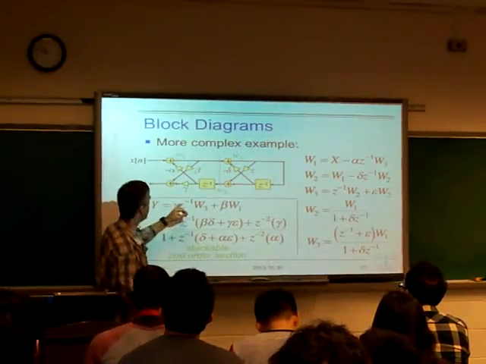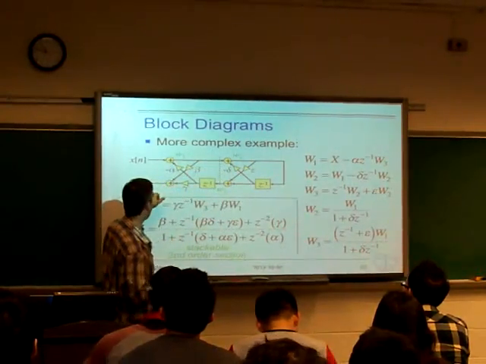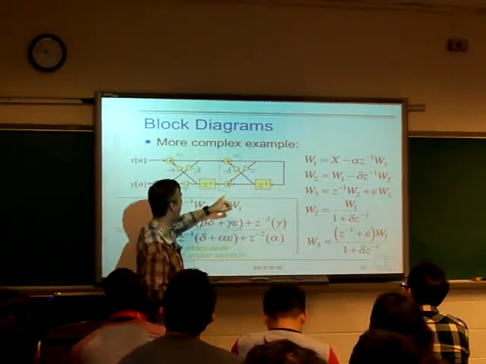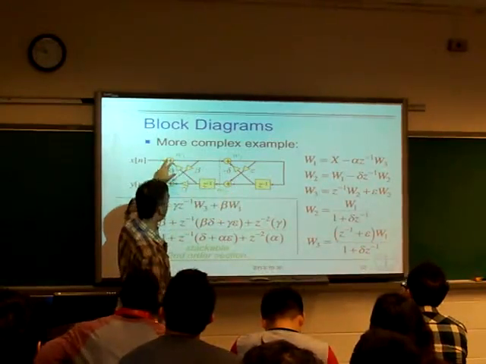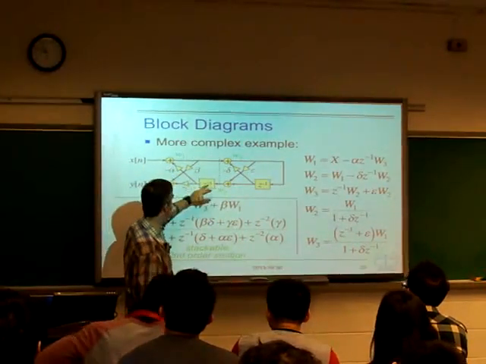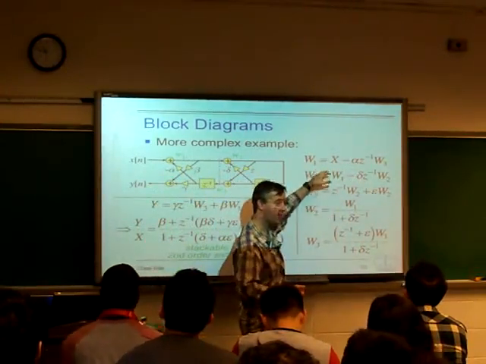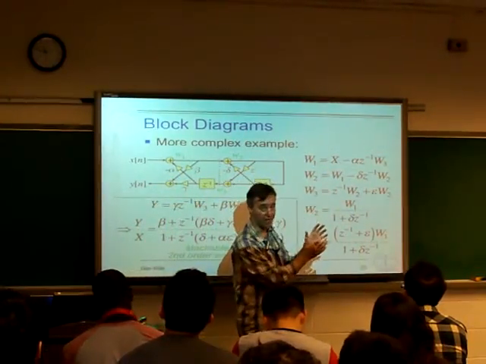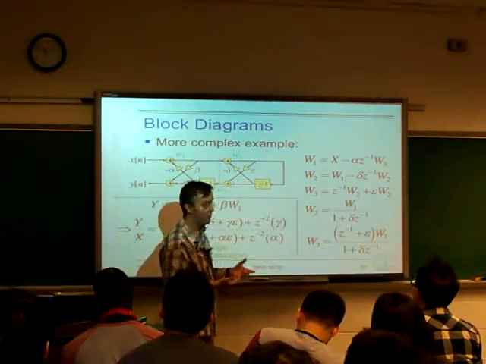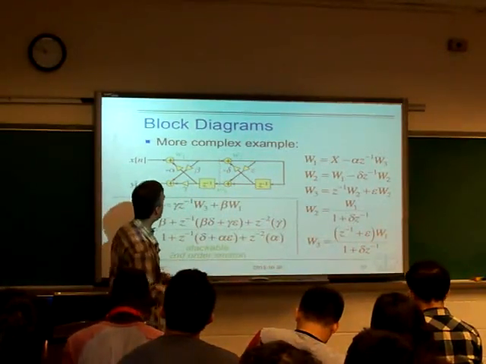I'm not going to go through this in too much detail, but basically we've got 4 summation nodes here. The output of the final one is just y, but the output of the other 3 don't have names, so we give them names, w1, w2, w3. Then w1 is x minus alpha z to the minus 1 w3, right? So that's our first equation. These are all functions of z, but we don't have to write that down. It's implicit in how we're describing all of our values.